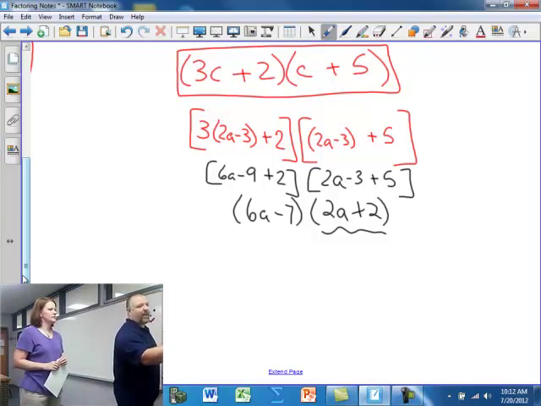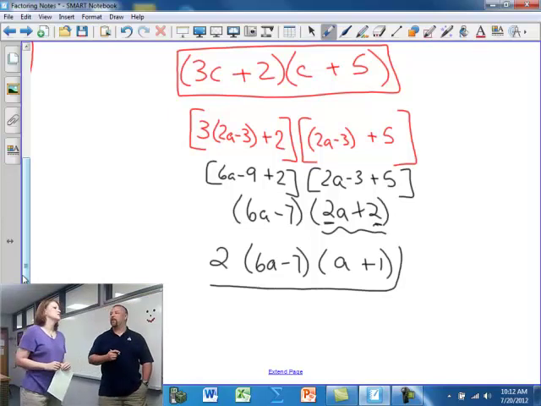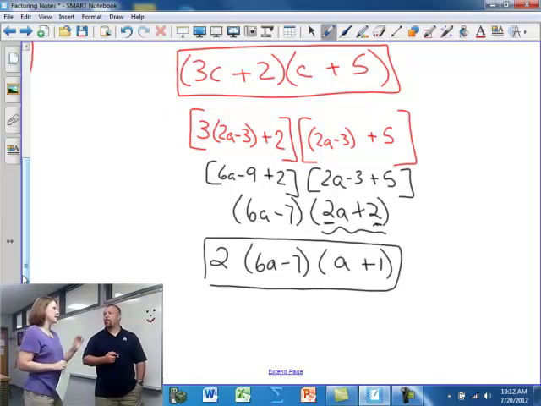So we're going to pull the 2 out of here, and we're going to leave it out front, and we're going to leave this as a plus 1. And there's nothing else for this one, so this is 6a minus 7. And there is our final, completely factored form.